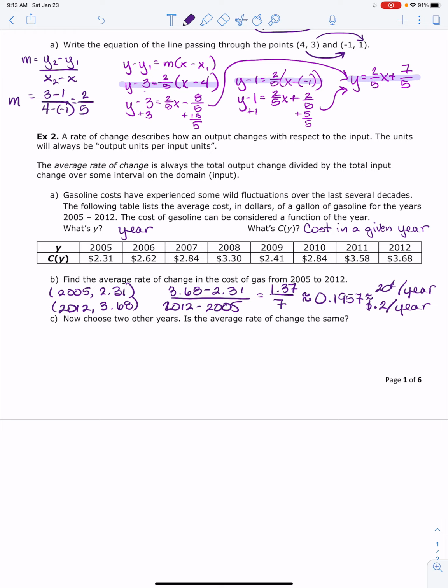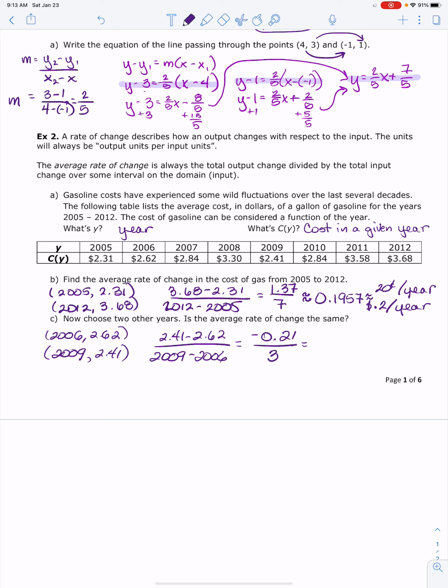Now we're going to find 2 other years and check. So let's try 2006. We have 262. 2009. We have 241. And we look for the average rate of change here. I've got 241 minus 262 over that, I'm working just to keep my denominator positive. We could have subtracted in the other order. We're still going to be fine. So I get a change of negative 21 cents over the 3 years.